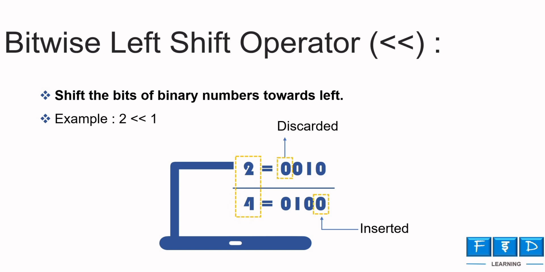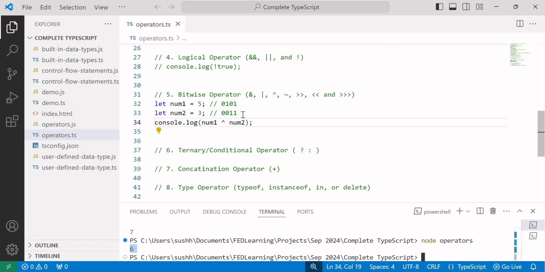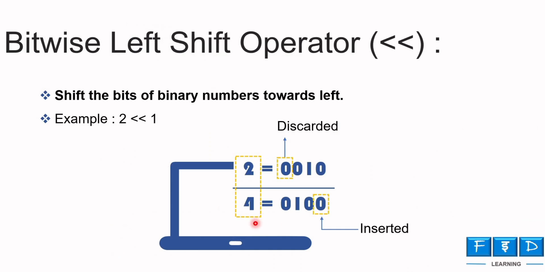Okay, so let's try this inside Visual Studio Code. Here I'll comment the second number, and I'll assign 2 to number 1, and here I'll add the left shift operator and I want to shift one position to the left. I'll save the changes and you can see the output 4. The same we have seen here. 2 becomes 4 with the left shift operator.